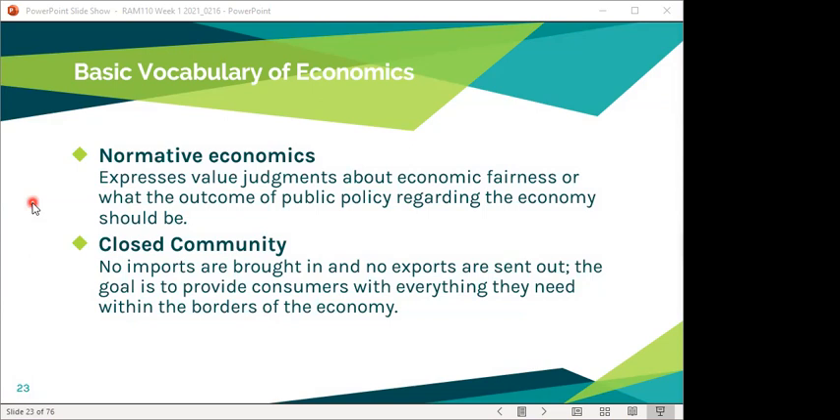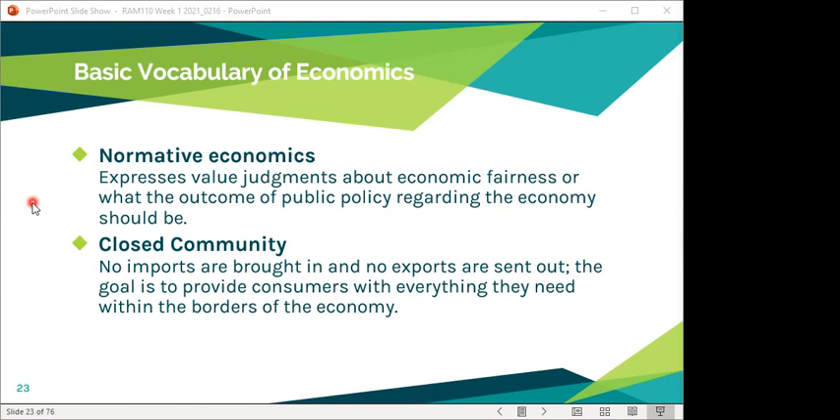Normative economics. These are just value judgments about economic fairness. And so this comes from public policies. It comes from the general public. It's driven by consumers and business leaders. So these are how people feel things should happen in the economy, what people believe is economic fairness.